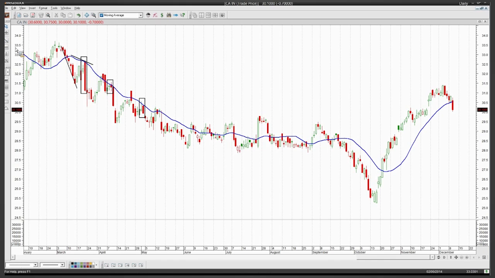Then we get a nice orderly pullback here, and again, it doesn't matter how far it pulls back. It can stay below the 20, it can be on the 20, or it can go beyond the 20. What's important when it does retrace is that the slope of the 20 remains intact.